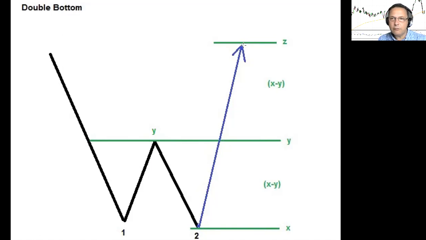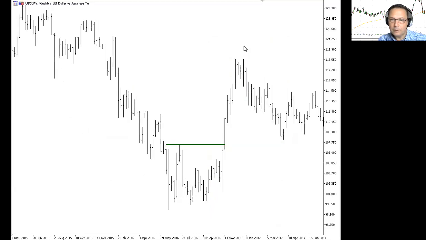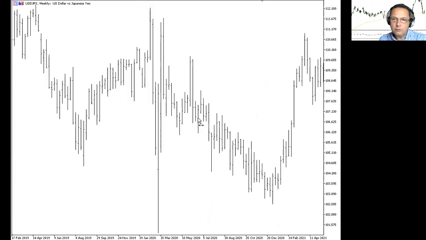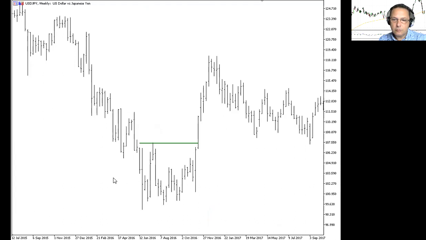Okay, let's take a look at a few examples of double bottom and double top on a chart of dollar yen. Okay, so moving across to the CFI platform, we have an example here. This is back in 2016. So let's just go back here.